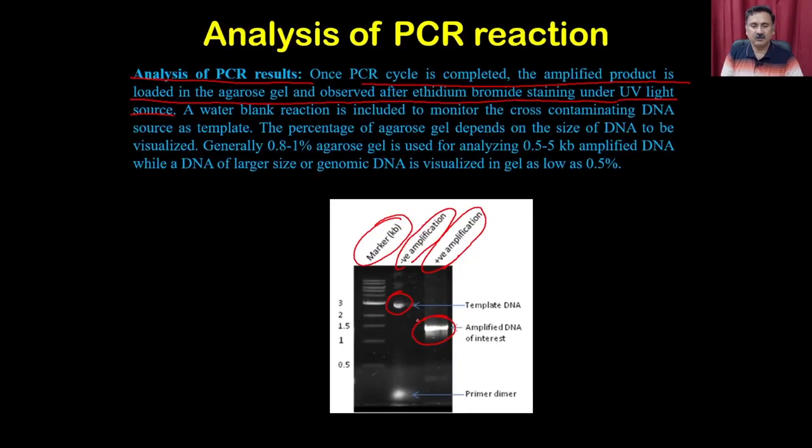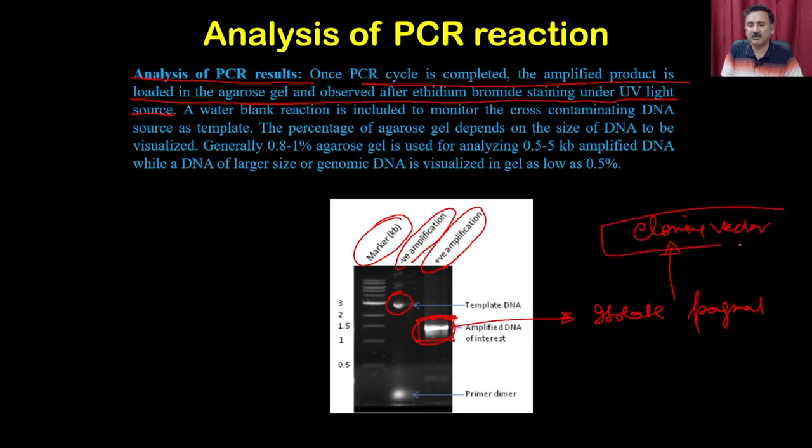So this is all about the PCR reactions, which you can use to amplify the gene of your interest. And once you have the gene of interest, for example here, you can cut this agarose block and isolate the fragment. Once you isolate the fragment, you can put that into the cloning reactions, or into the cloning vector, and that's how you can use it for protein production.